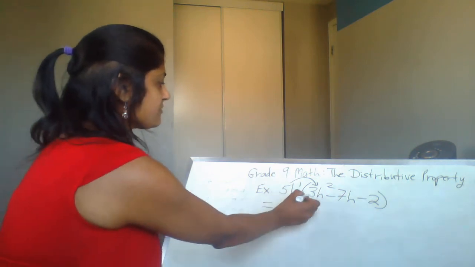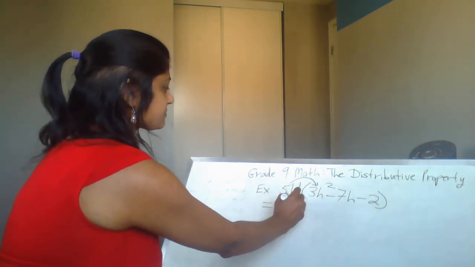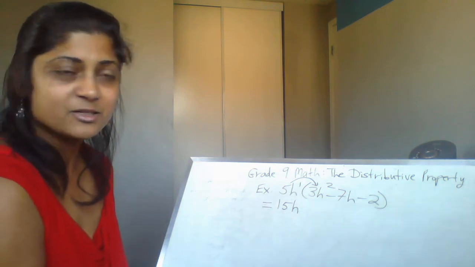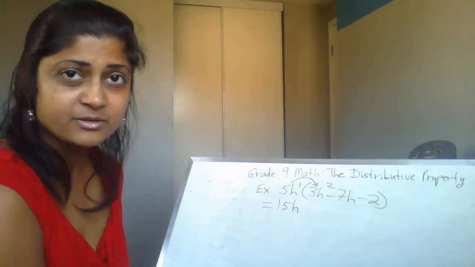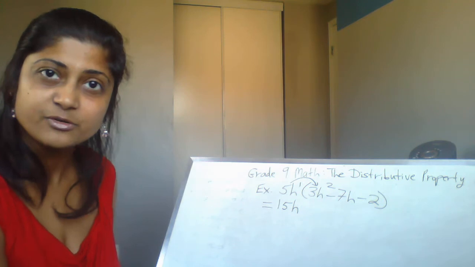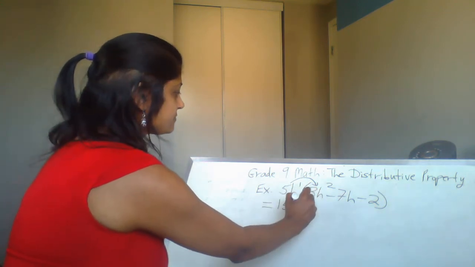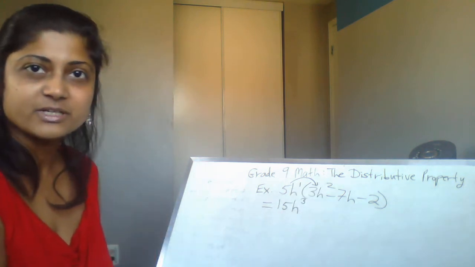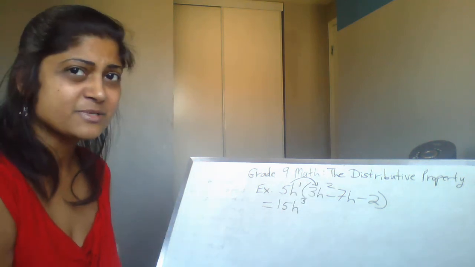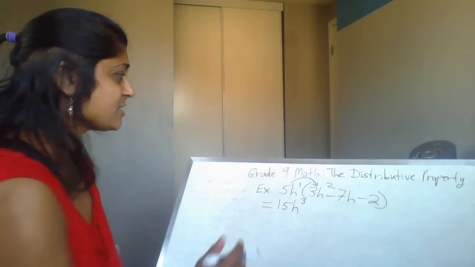So I'm going to do 5 times 3, which is 15. And again, because we are multiplying here, I'm going to add the exponents together. So this is going to be h, I'm doing 1 plus 2, so h to the power of 3. Okay, is everyone with me so far? So we're going to go to the next term.